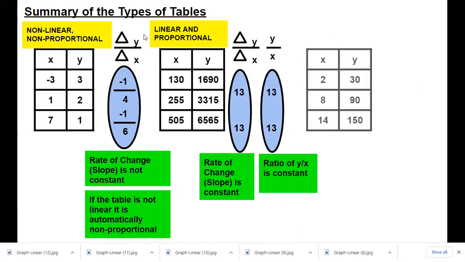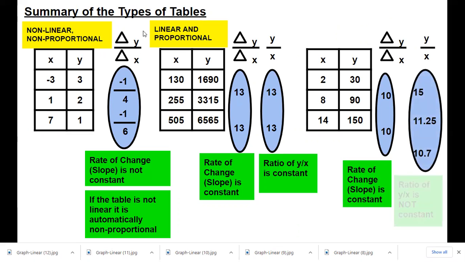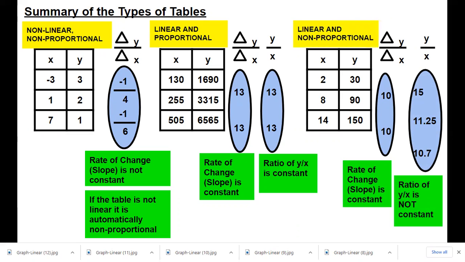And then the third table we looked at, we decided the change in y over the change in x was 10 every time. The rate of change was constant, so it's linear. Y over x, however, was not constant. It changed. So the ratio was not constant. So it was linear but not proportional. Okay? Go back and look at these slides later so you understand what you're doing, okay?